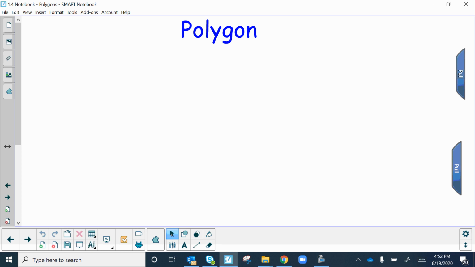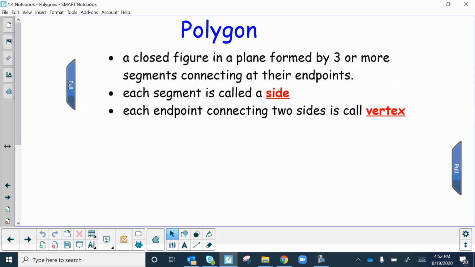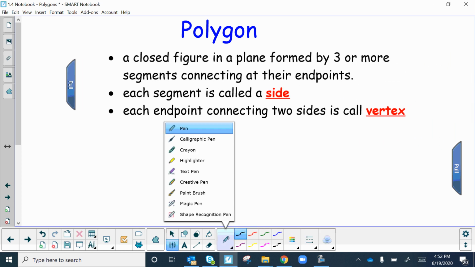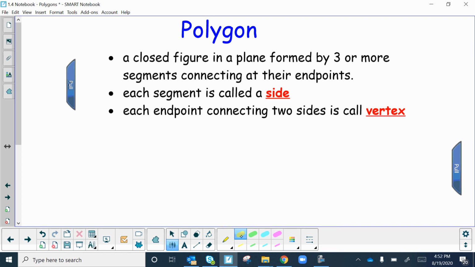So what is the actual definition of a polygon? A polygon is going to be a closed figure formed in a plane by 3 or more segments. So a closed figure in a plane formed by 3 or more segments connecting at their endpoints. This gets formal when it goes back to all those basic terms, points and segments. Each segment is going to be represented as a side, which y'all probably knew, and each endpoint connecting the two sides is called the vertex.